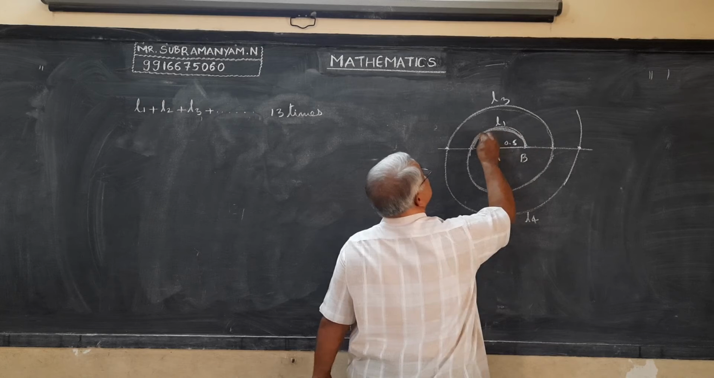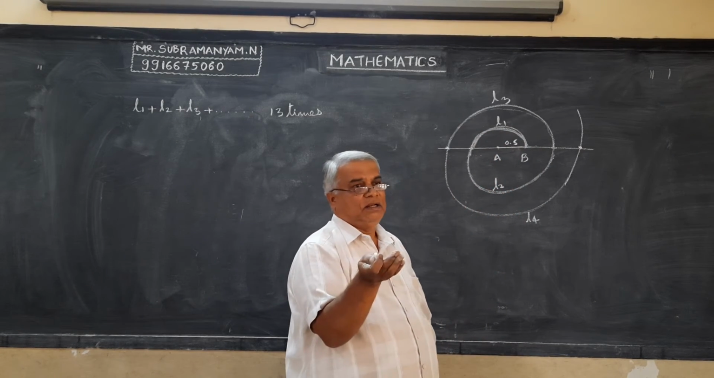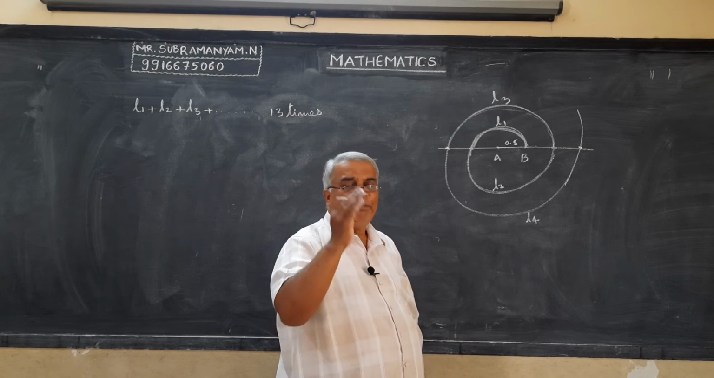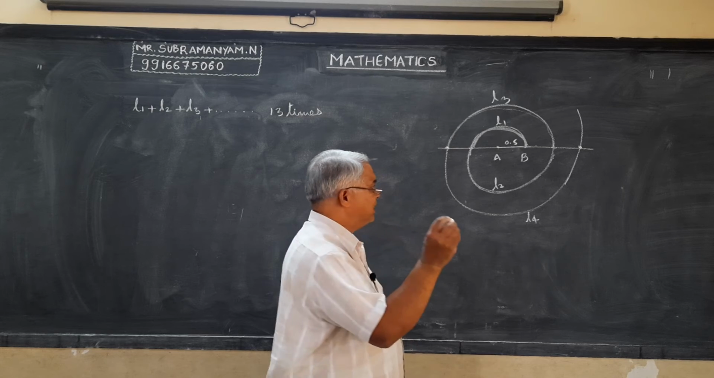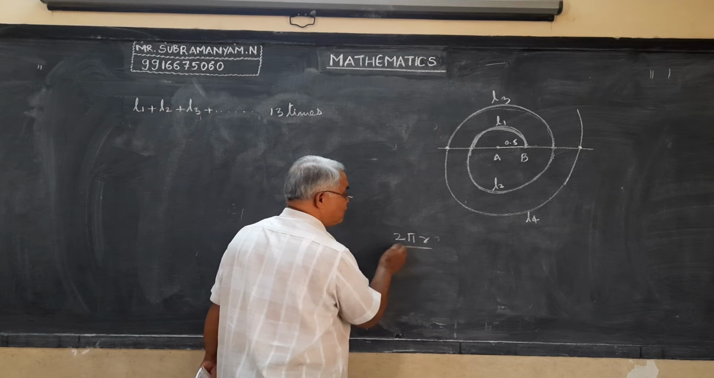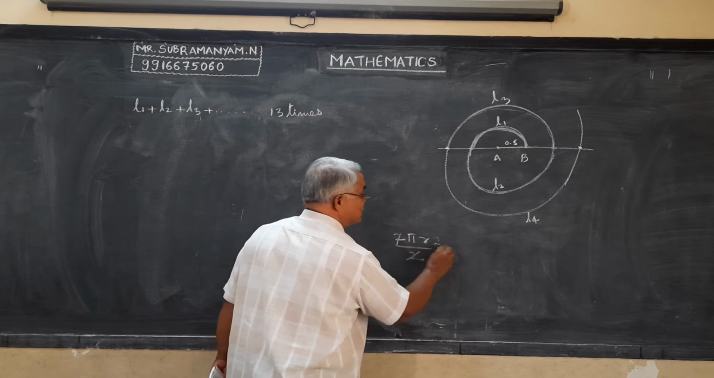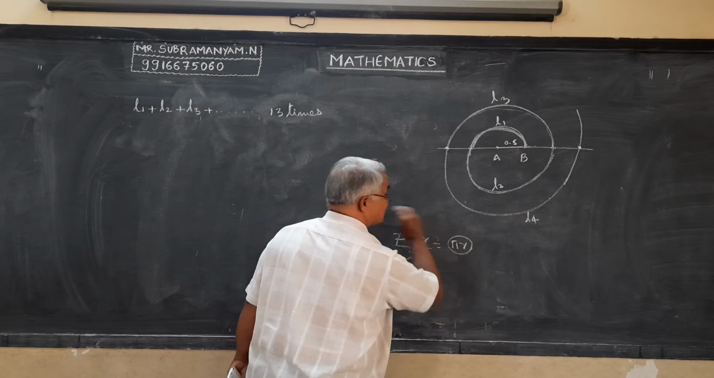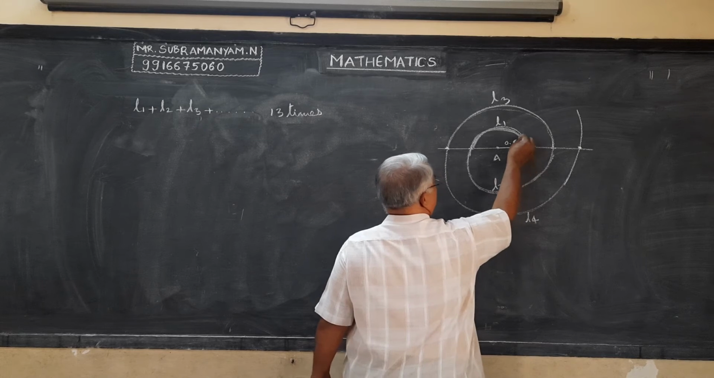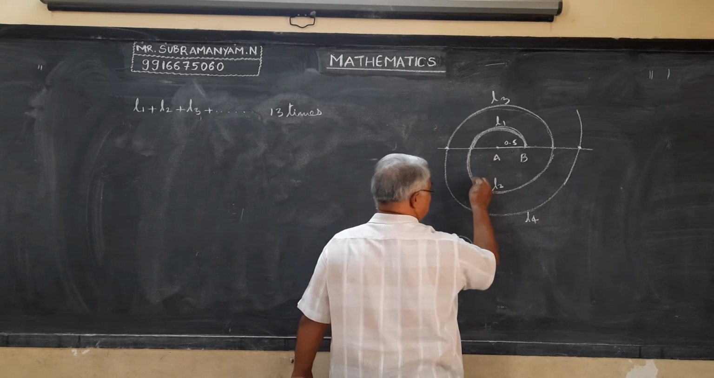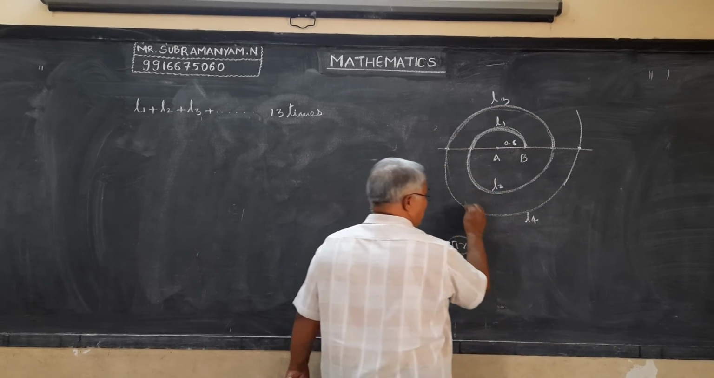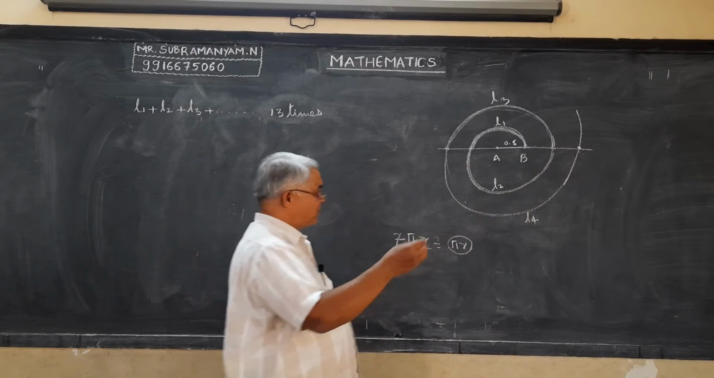From here to here, it is called a half circle, semicircle. That length L1 is half the perimeter. For a circle, the perimeter is 2 pi r. Half of that: the 2 and 2 will cancel. So the length will be pi r. So, pi into r value 0.5, pi into r value 1, pi into r value 1.5, pi into r value 2. Like that, the problem will continue.